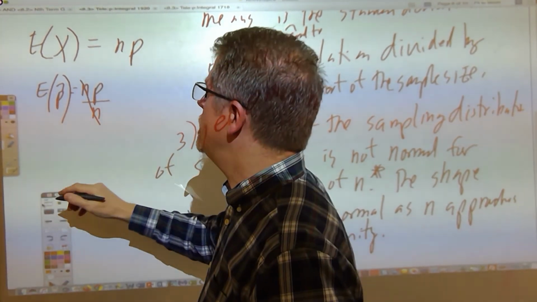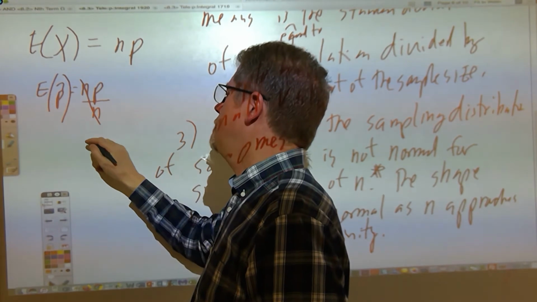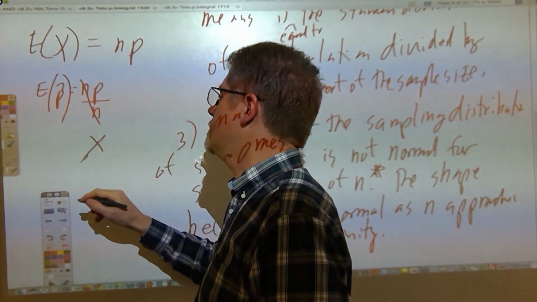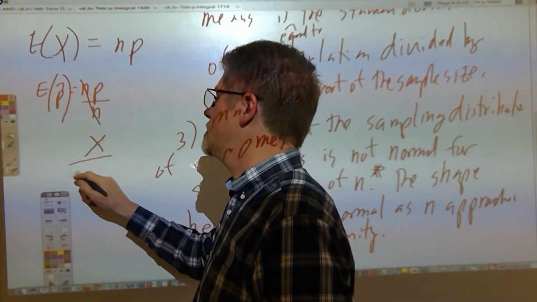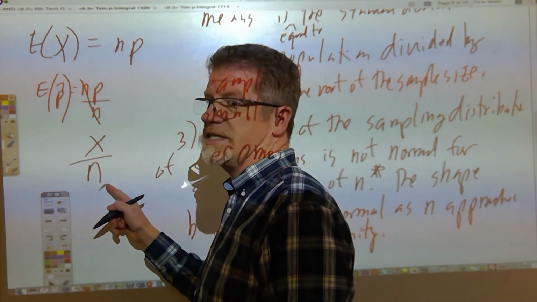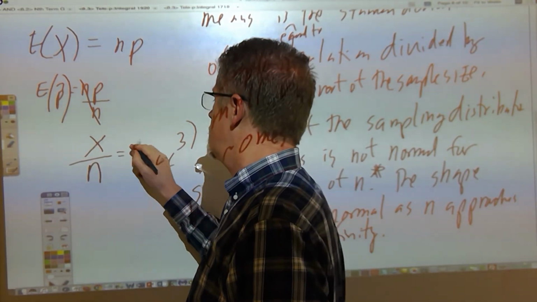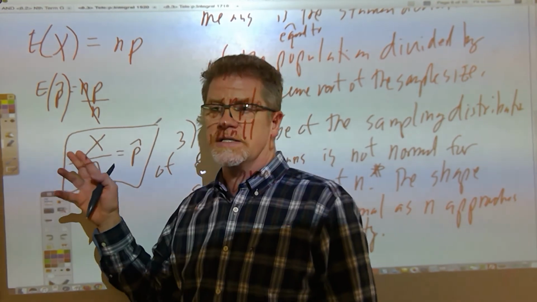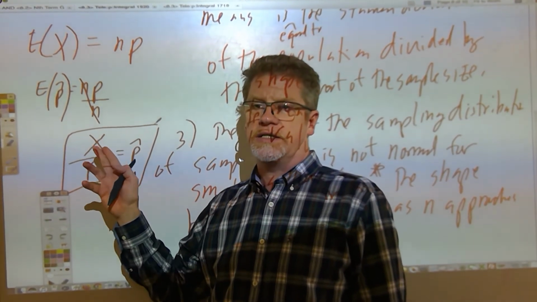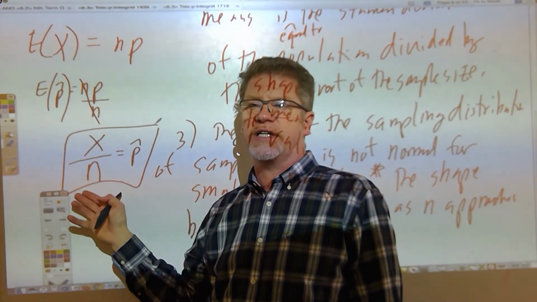So the expected value: basically take however many people said yes, I'm going to vote for Trump, and divide by the sample size. That's how you get your p hat. So p hat is the number of successes divided by the sample size. 6 over 10 is 0.6.